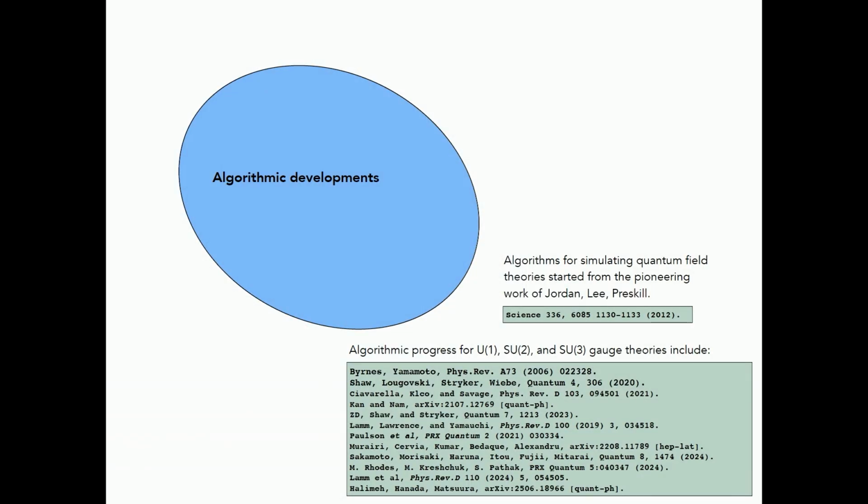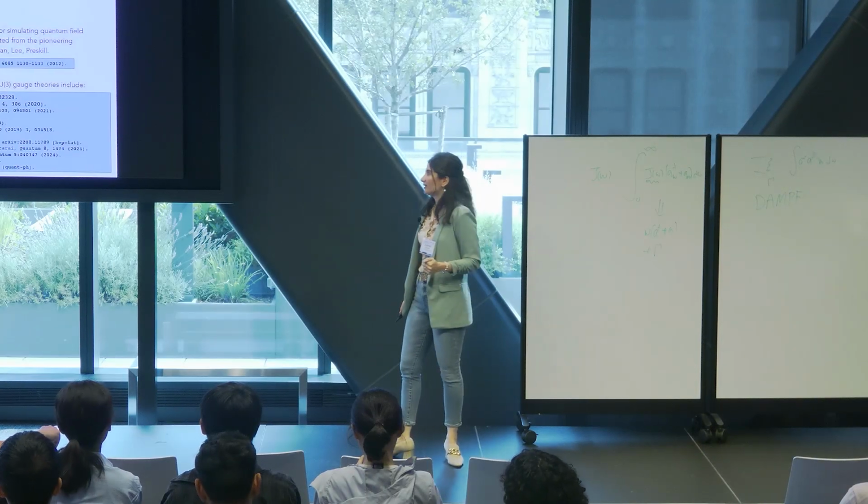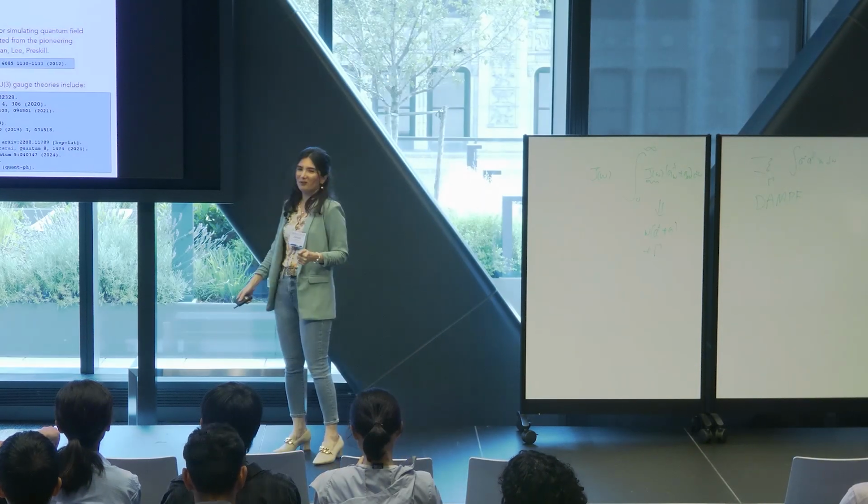So let me tell you a bit about algorithmic development. Again, this is another forefront, vibrant research area. The algorithms for simulating quantum field theories really started from the pioneering work of Jordan, Lee, and Preskill in 2012, when they showed how to simulate the scattering of particles in quantum field theory using quantum computers. Okay? Even earlier, there was a paper by Byrnes and Yamamoto in 2006, when they talked about quantum computing SU(N) and gauge theories of the standard model. So I would say maybe that one is even more pioneering.